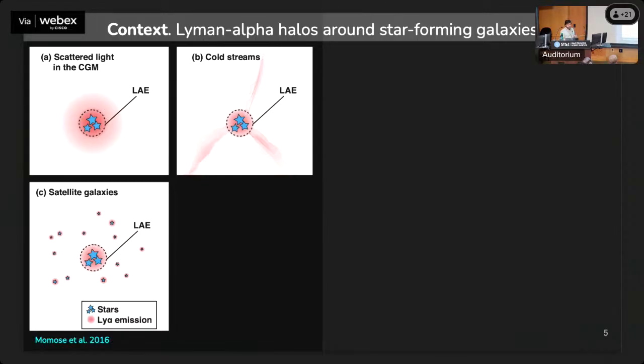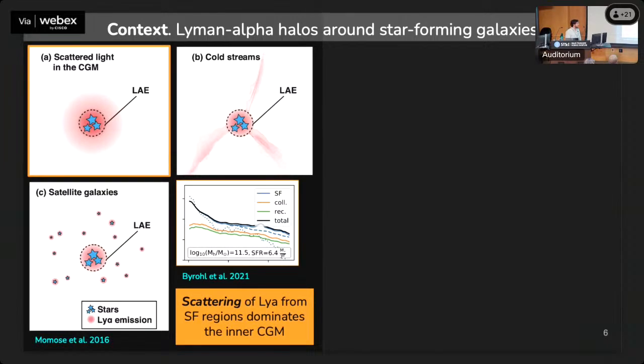There are different mechanisms that can contribute to the production of Lyman alpha emission extending beyond the starlight of the galaxies. But simulations predict that in the innermost circumgalactic medium, so below 20 kiloparsec or so, the dominant mechanism is actually scattering. Lyman alpha photons are produced within the star-forming regions. They escape the star-forming regions, and then they get trapped in the H I halo. They scatter many times, and they produce an extended Lyman alpha halo.